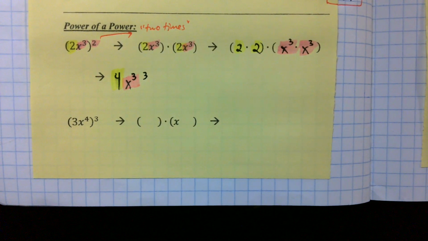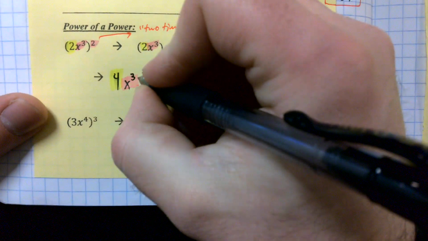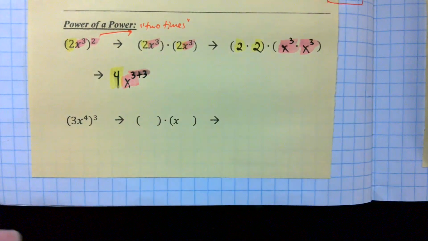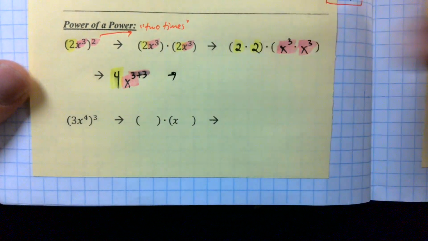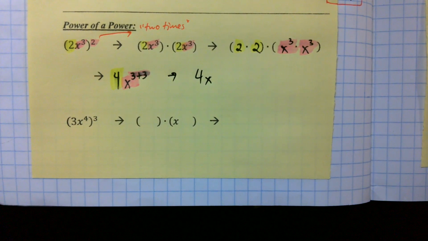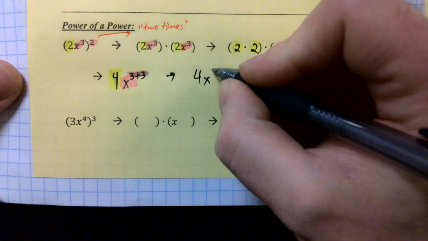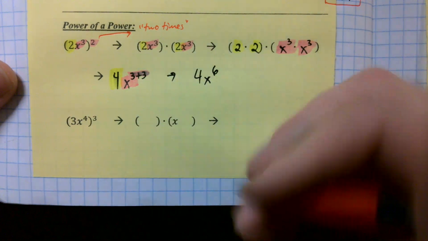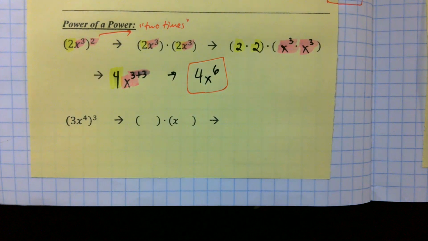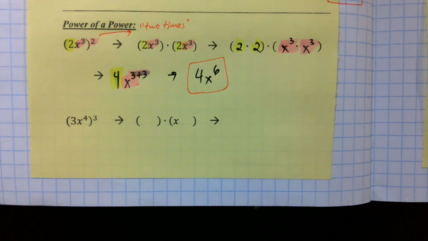What am I going to do with those 2 powers of 3 on those x's? I'm going to add them together. I'm going to use the product rule. I'm going to add them together, which gives me a final answer of 4x to the what? 6th power. Wow.